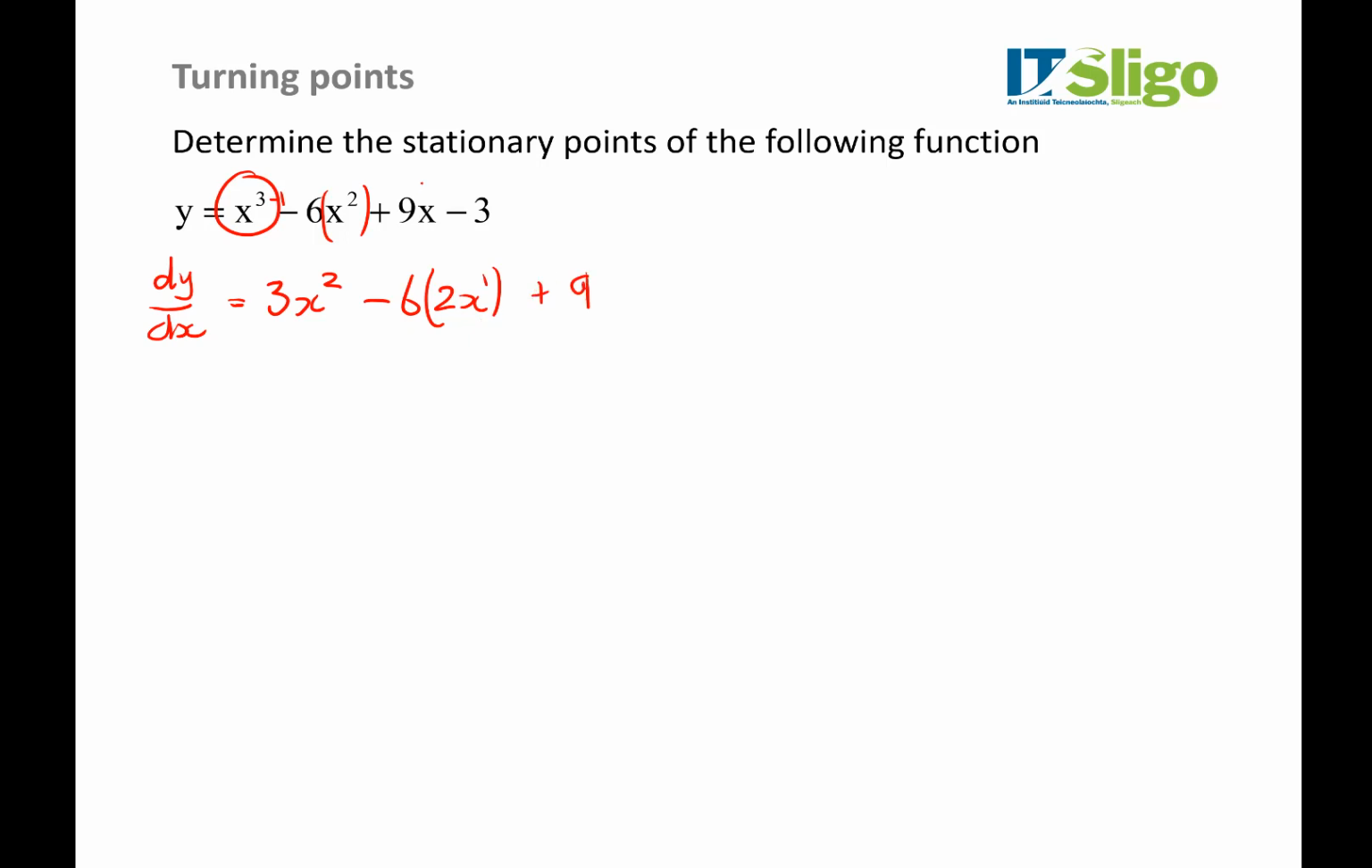Plus here, when we differentiate 9x, the x just gets knocked out. We just get the constant remains. And when we differentiate a constant value, remember that just goes to 0. So our derivative is 3x squared. Here numbers do what numbers do. 6 by 2 is 12, so minus 12x plus 9. So I'll just write that out a bit neater.